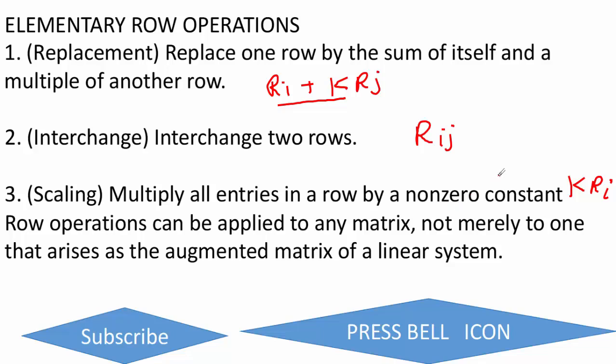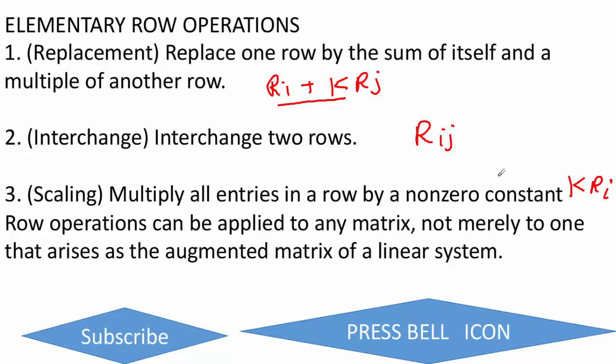Thus, we are using these three operations in matrices. First is replacement, second is interchange, and third is scaling. Replacement is nothing but multiply every element of one row by some number k and add it to the corresponding element of ith row. That is Ri plus k times Rj. Second, interchange means interchange any two rows, ith and jth row. Every element of ith row can be placed in the place of jth row and every element of jth row can be placed in the place of ith row. Scaling means multiply all entries in a row by a non-zero constant.